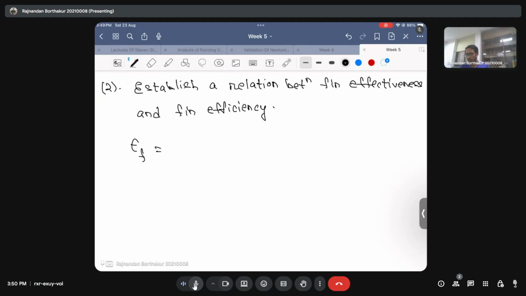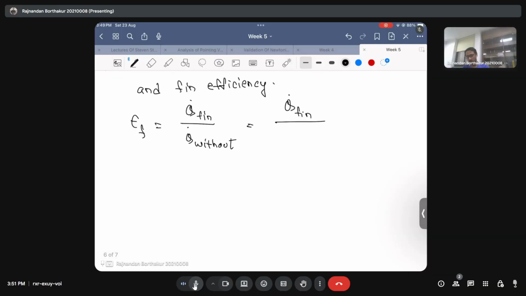As I said, we'll denote this fin effectiveness by epsilon f. And as we just now saw some minutes back, my fin effectiveness is the rate of heat transfer from the fin to the rate of heat transfer without fin. If I just keep it as rate of heat transfer from fin, you need to understand what will be the rate of heat transfer without fin. So for that, let's say this is my usual wall that I have, and I have a fin that is attached to this wall.